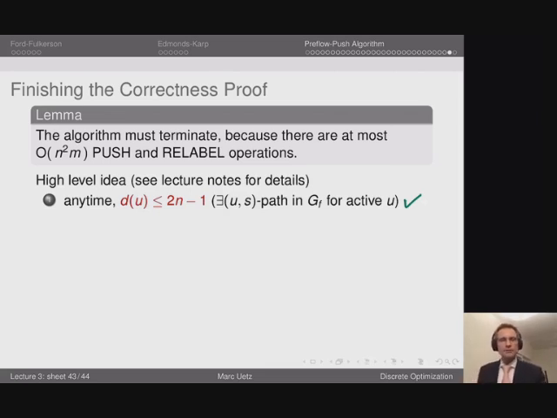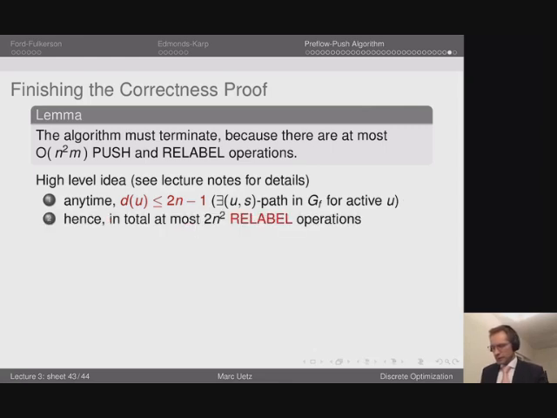So since the labels of all the nodes are upper bounded by 2n minus 1, how many relabel operations can we actually do? Well, obviously that is going to be at most n times 2n minus 1, which is at most 2n squared relabel operations. The next step is going to be upper bounding the push operations, and that is a bit more complicated.